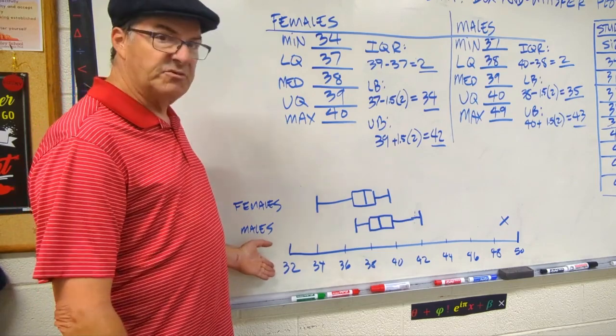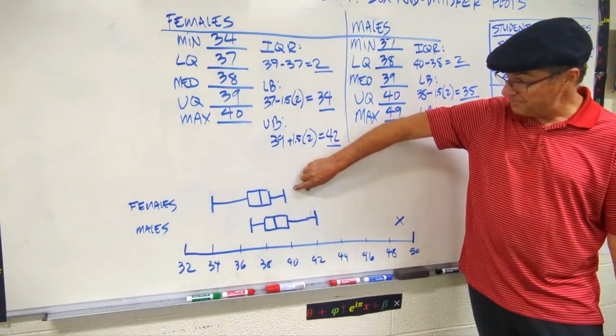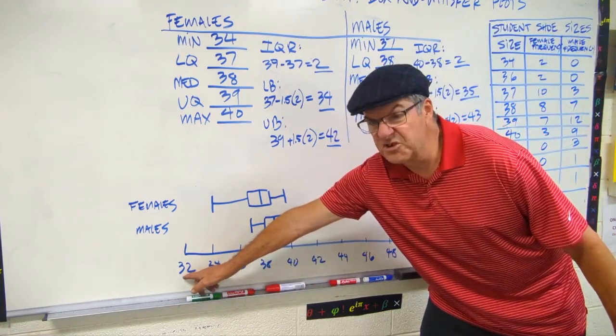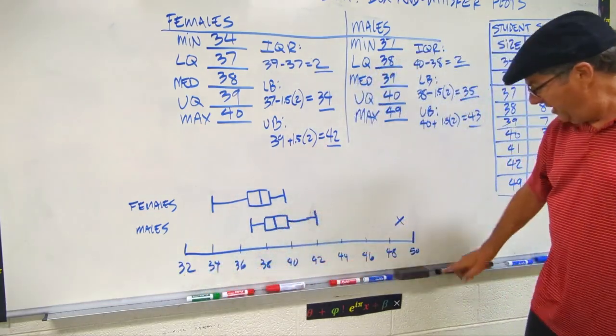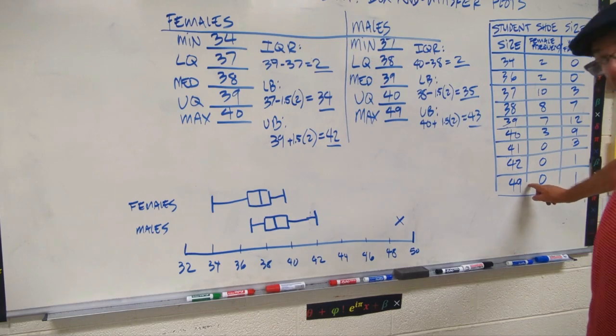So here's my box and whisker plot. Let me scoot over this way. I've got my females up on the top. I've got my males on the bottom. I have my scale running from 32. My smallest size is 34, so that kind of encompasses it really well. And I zipped all the way up to 40. As you recall, our highest data point is 49, so that works pretty good.